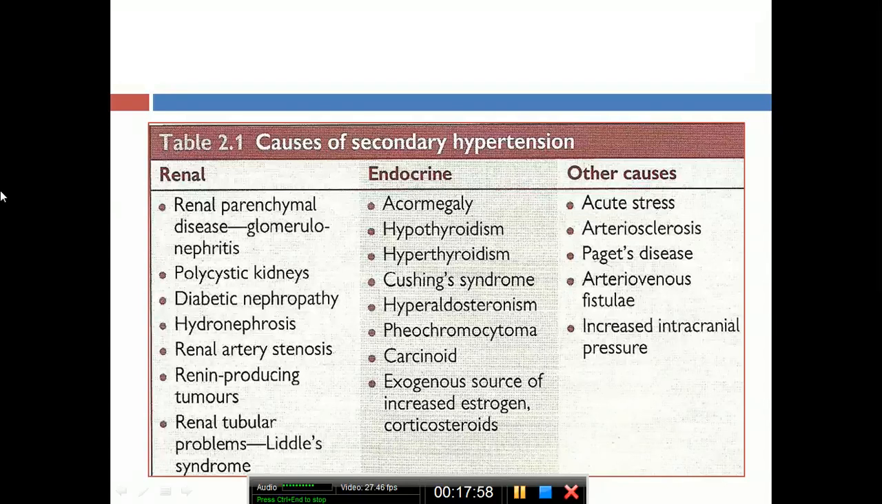Hypertension. Liddle's syndrome. Liddle syndrome is a rare genetic disease in which a small sodium transporter is overexpressed, and it keeps on reabsorbing sodium. So it will increase the sodium level in the blood, or hypernatremia. So this will cause hypertension.